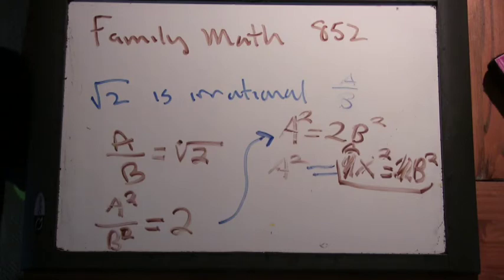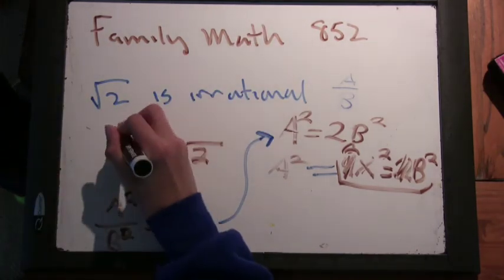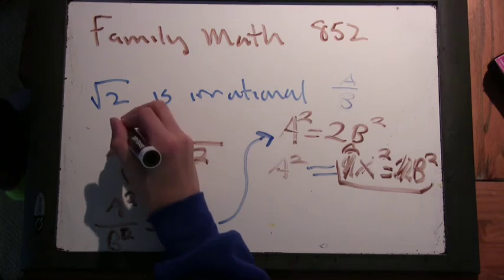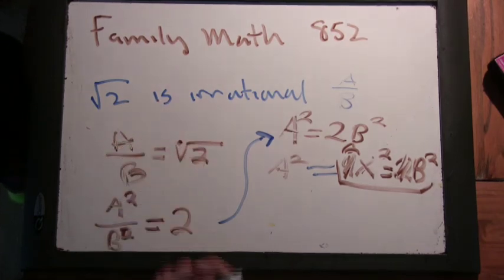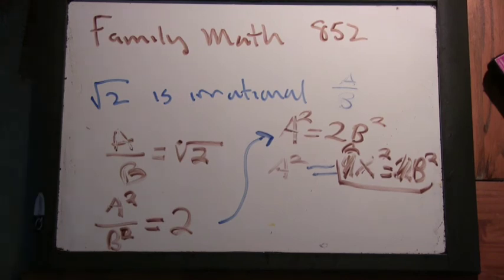So if they're both even, that means we can at least divide a 2 out of the fraction A over B, but we said before that these fractions were in lowest terms. Aha. So we shouldn't have been able to do that. We have a contradiction now. Hey, good job. Great job.